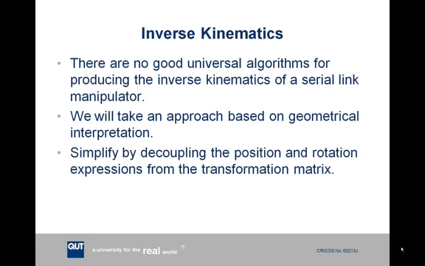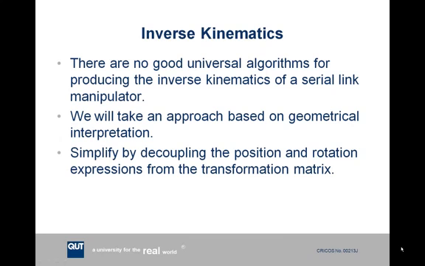So the second part of this lecture, which is a little shorter, is to do what we've just done in reverse. This is known as the inverse kinematics problem, and this is for working out how to set your joint angles and so forth in order to achieve a certain tool point position and orientation. Now, there's really no good universal black box way of approaching this. So what we're going to do is take an approach based on geometry and a bit of trigonometry, drawing diagrams and working that way.